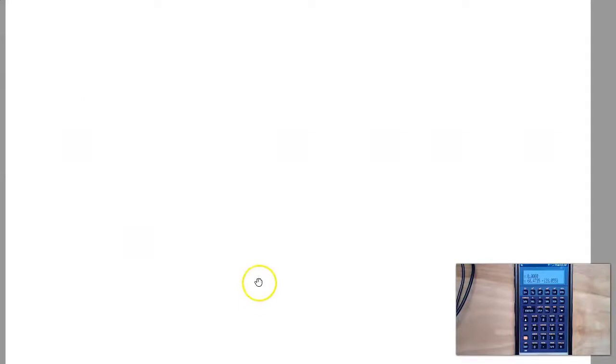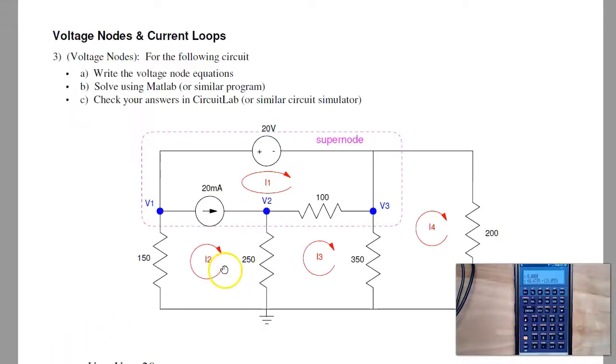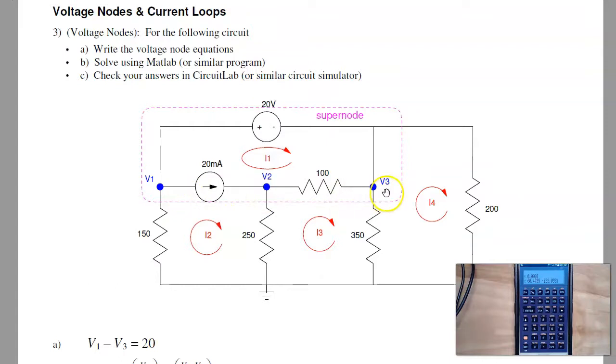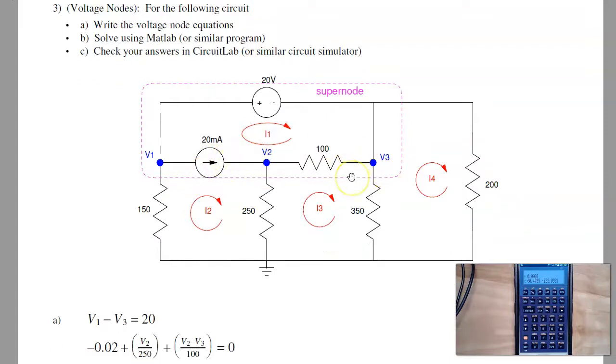Problem 3 is the mystery problem. Okay, problem 3 is a voltage nodes problem. I want to write the node equations for this circuit. On the quiz, I might ask you to write the node equations, put it in state space or in matrix form, then stop. I don't assume you have MATLAB on the quizzes. So here I've got 3 nodes. I need 3 equations for 3 unknowns. Start with the easy equation.